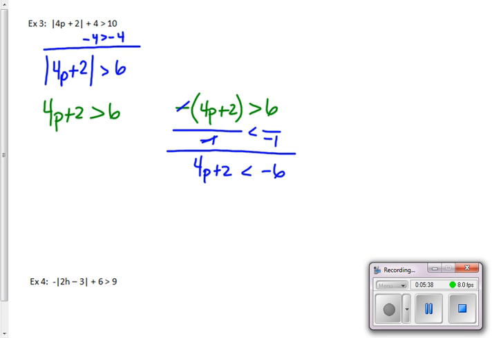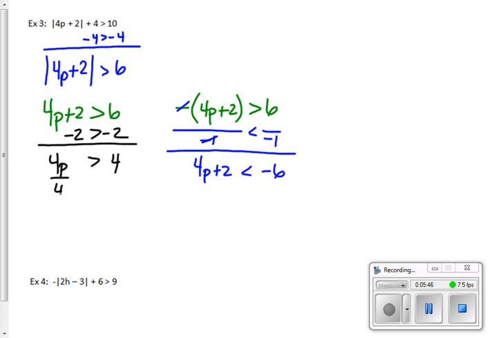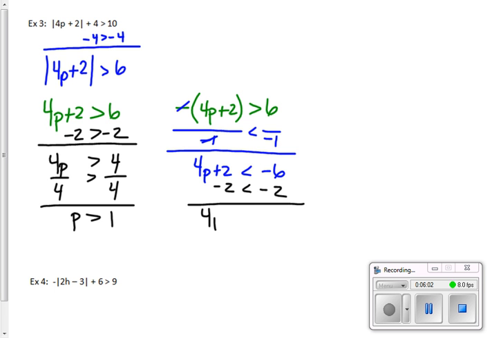On the positive side, we're looking at subtracting 2 from both sides. So we have 4p is greater than 4, and we would divide both sides by 4, finding out that p is greater than 1. The negative one, after we have gotten rid of that negative component, we're going to subtract 2 from both sides. We have 4p is less than negative 8, and divide both sides here by 4, and we have p is less than negative 2. Now we could go ahead and graph here.